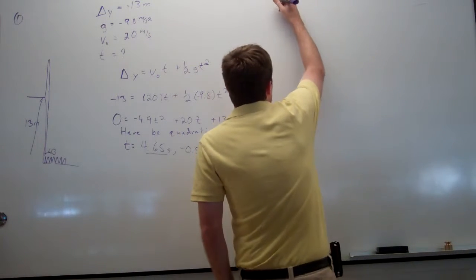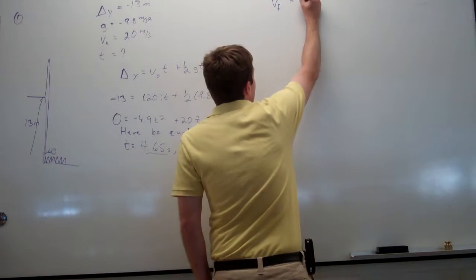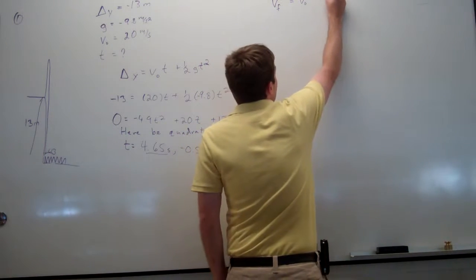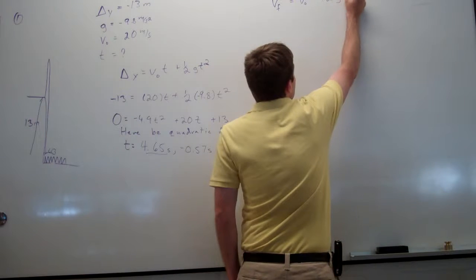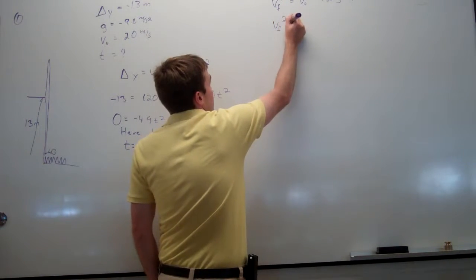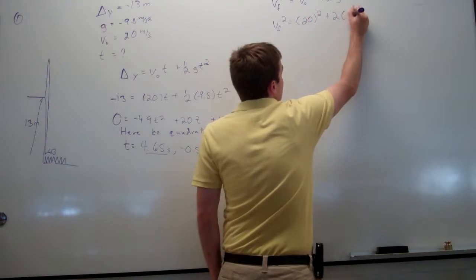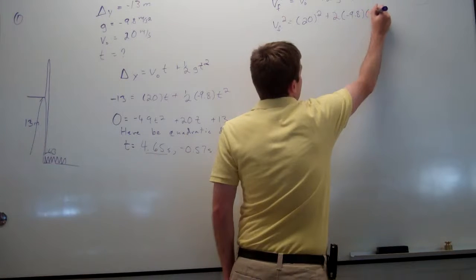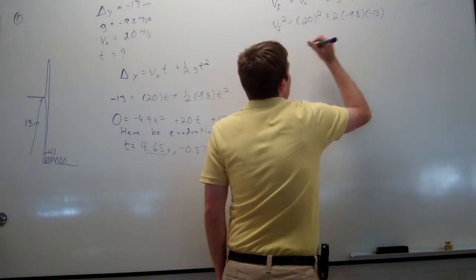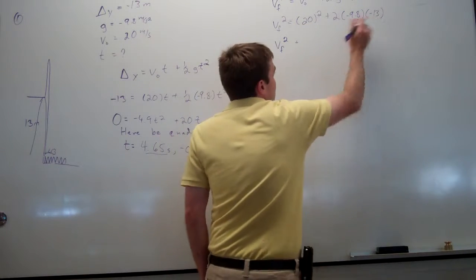Other way is we can find final velocity first using this equation. Vf squared equals V0 squared plus 2g delta y. So we get Vf squared equals 20 squared plus 2 times negative 9.8 times negative 13. Somebody do this math for me.